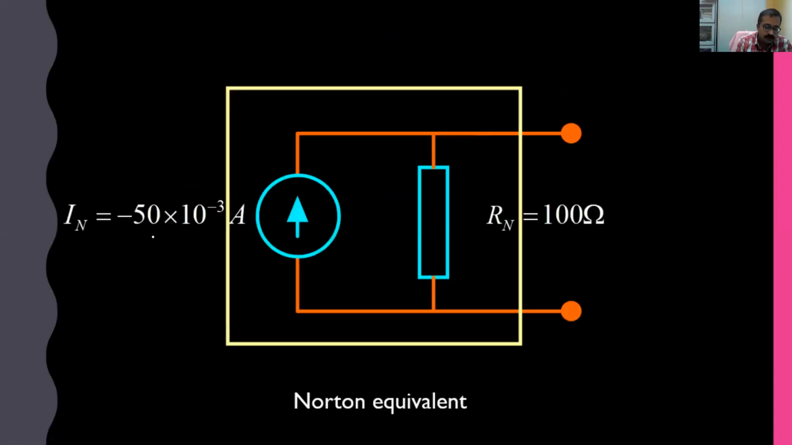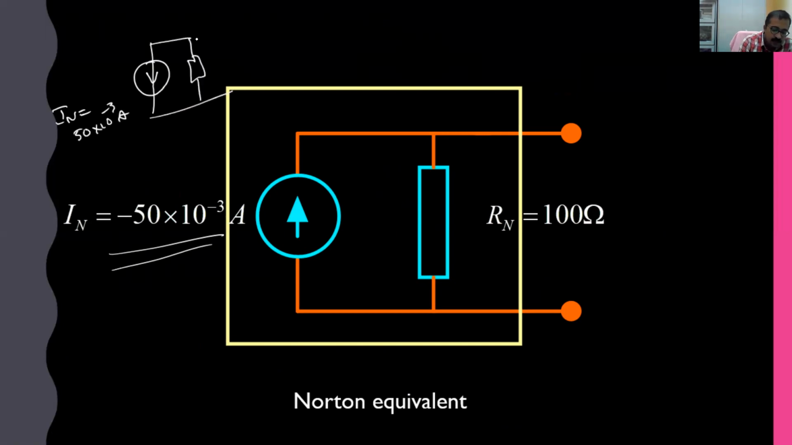So this is your Norton current IN, which means minus 50. Actually, it is in the opposite direction, so you can show it like this. So IN can be written as 50 into 10 raised to minus 3 ampere. And here we have an impedance of 100 ohms. This is the meaning.